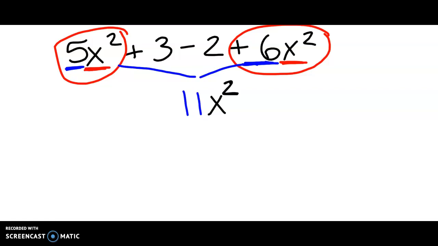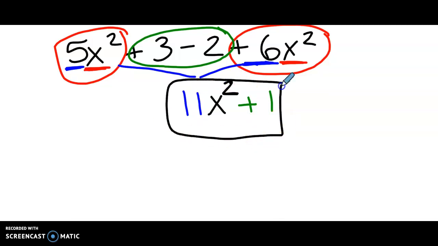Now that we've combined our x squareds, we want to look at just the numbers. So we have 3 minus 2. Well, I know how to do 3 minus 2. You guys are great at math. 3 minus 2 is just 1, and it's a positive, so I'm just going to do plus 1. And now this is as simple as it gets. We're going to do another example.